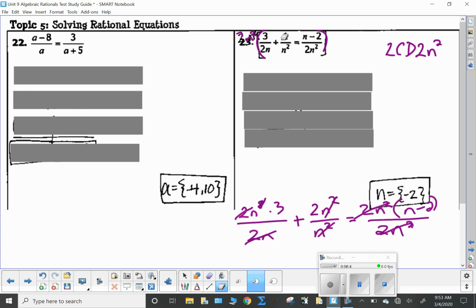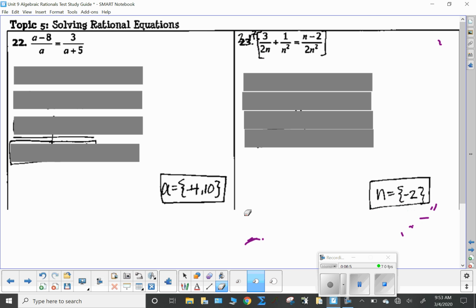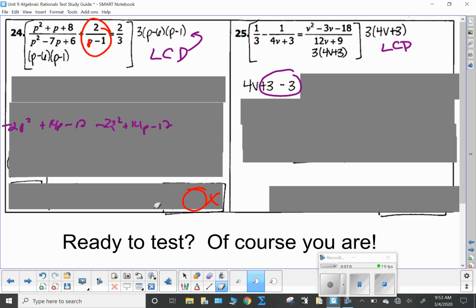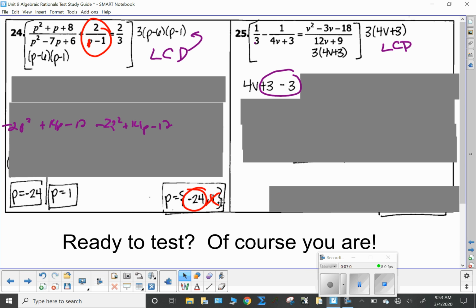Great. Then over here, I'm just going to erase this so I can have less noise going on. I got negative 2. If I plug negative 2 in for n, it works, so it's not a problem. So the only one that I had to eliminate was the answer 1, because 1 minus 1 is equal to 0, and I cannot have 0 in a denominator.